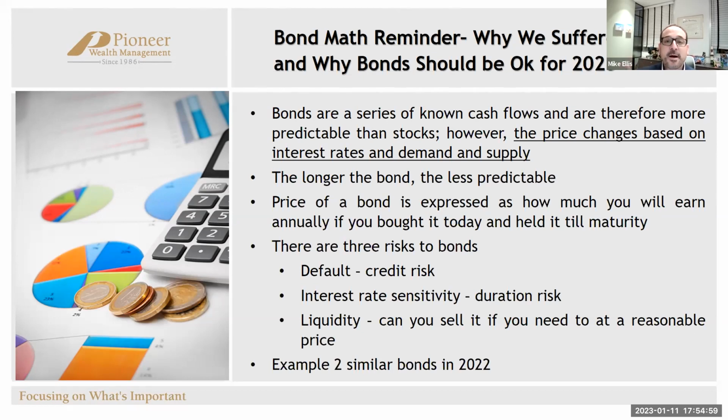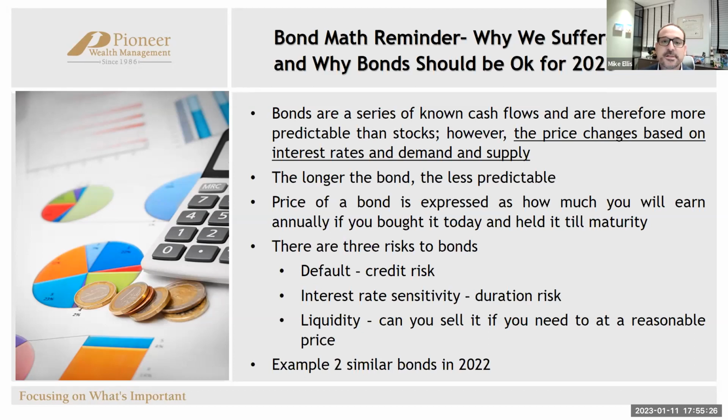If interest rates go up, then mathematically the value goes down. The longer the bond, the more sensitive it is to changes in interest rates and the less predictable it is. A short bond is much more predictable and a long bond is less predictable. The price of a bond is expressed as yield to maturity, okay, which is how much you will earn if you buy that bond today and you hold it to maturity.